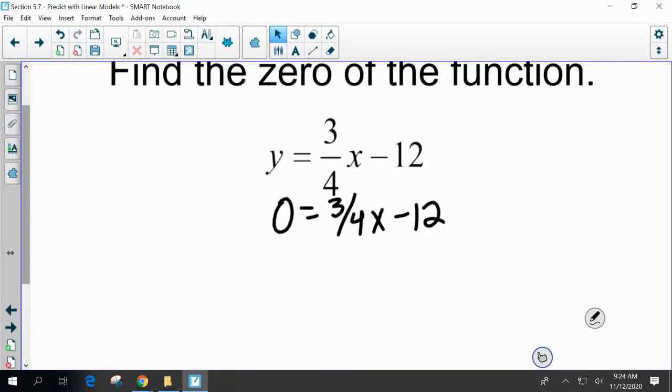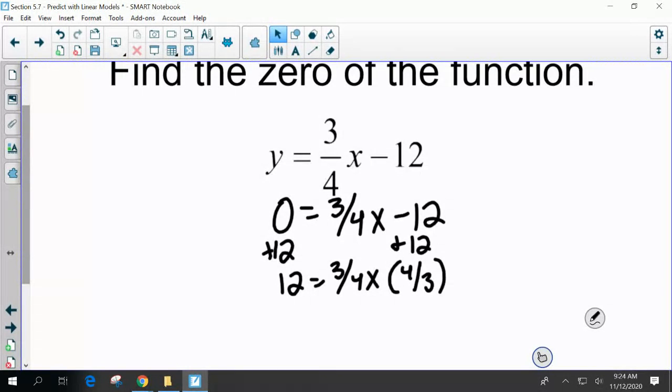Okay, Ruby, what'd you do first? I added 12 to each side. Okay, so then you get 12 equals 3/4 x, and what would you do next? Peyton, what'd you do next? Times each side by 3/4. You gotta flip if you're gonna multiply. Oh, 4/3. So flip and multiply, and then you end up getting x equals 16.